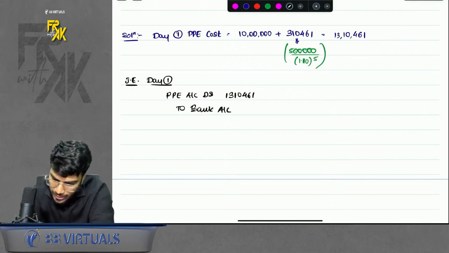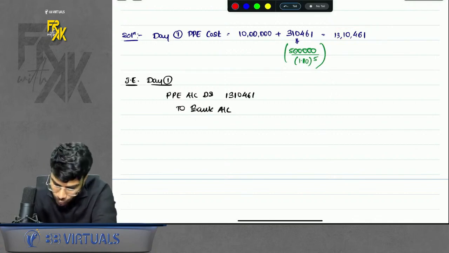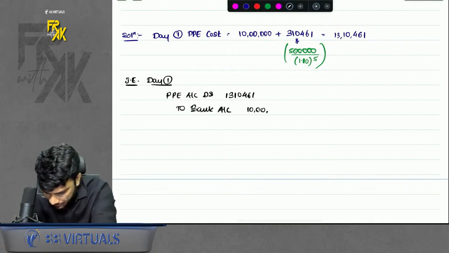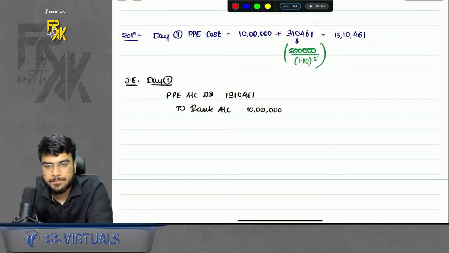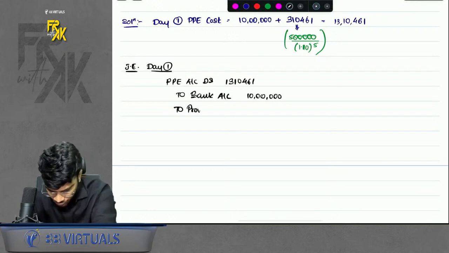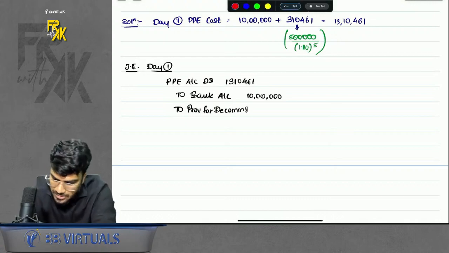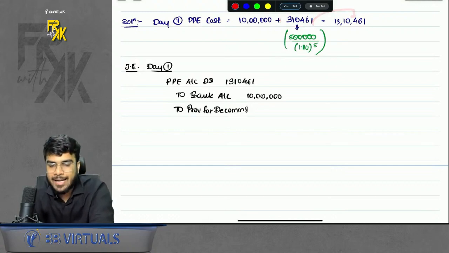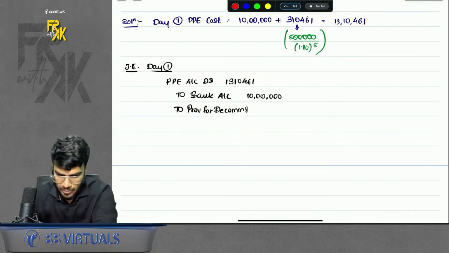But ideally on day 1, we haven't incurred the full expense of 13,10,461. We have only incurred 10 lakhs of expense. So what about this 3,10,461? Ideally, for this we will have to create a provision for decommissioning. Sir, why provision? Basically, we are creating a liability. Why? Because this amount we have added to the cost of the asset but has not yet been incurred till now. That is why we will create a provision.